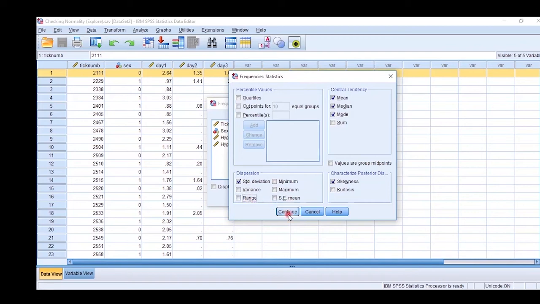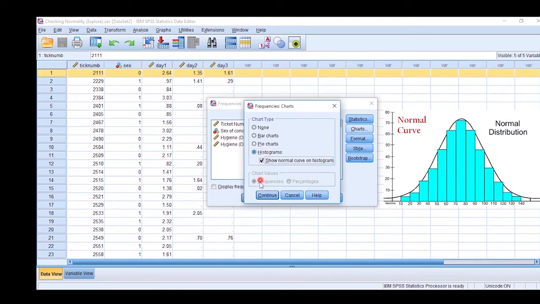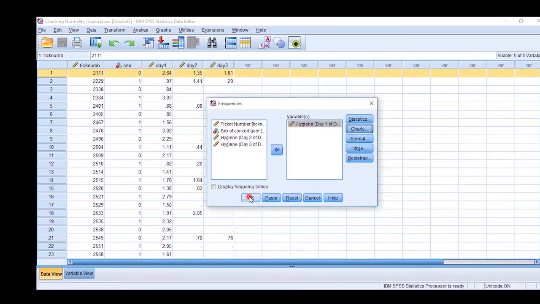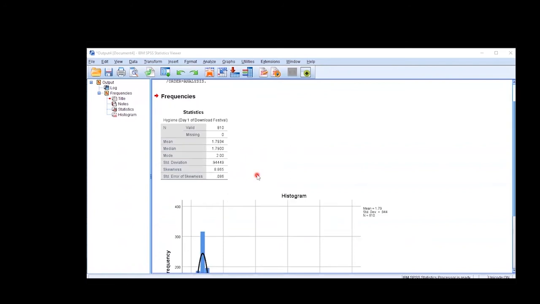Okay, then continue, and very importantly, go to Charts and please mark the histogram along with the normal curve, then press Continue and then press the OK button. Once you press OK, this type of results will appear. The first one is the hygiene day 1 data. This is the statistics of your first variable. Mean is 1.7, median is 1.79, and mode is 2. Now here the standard deviation.